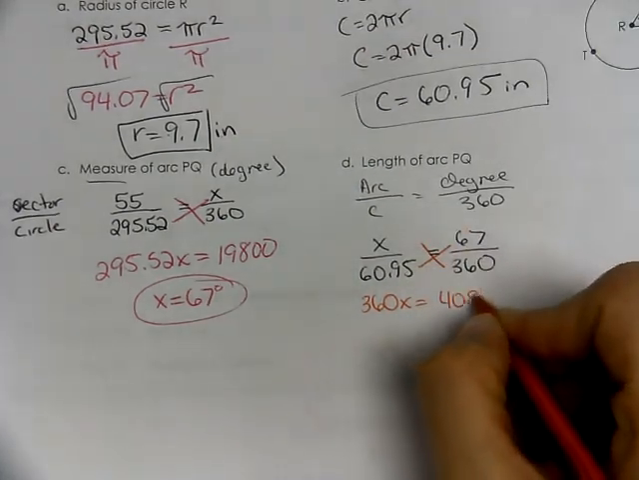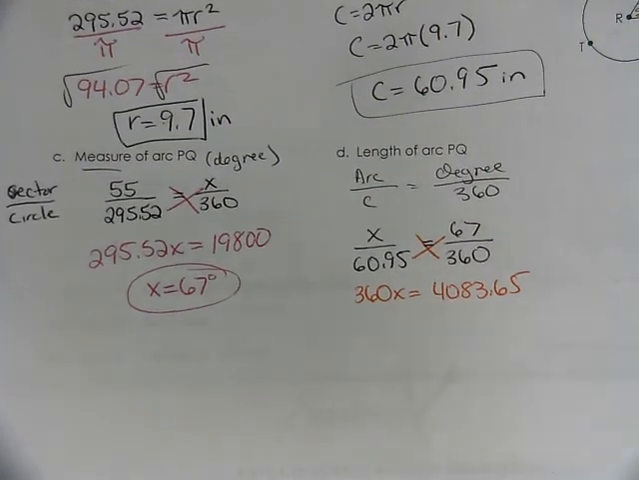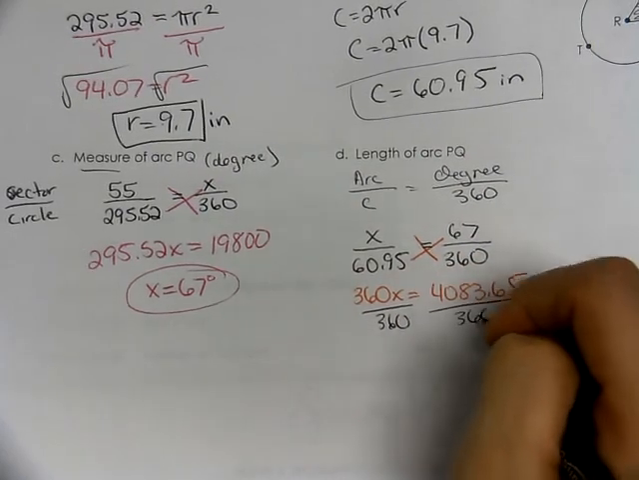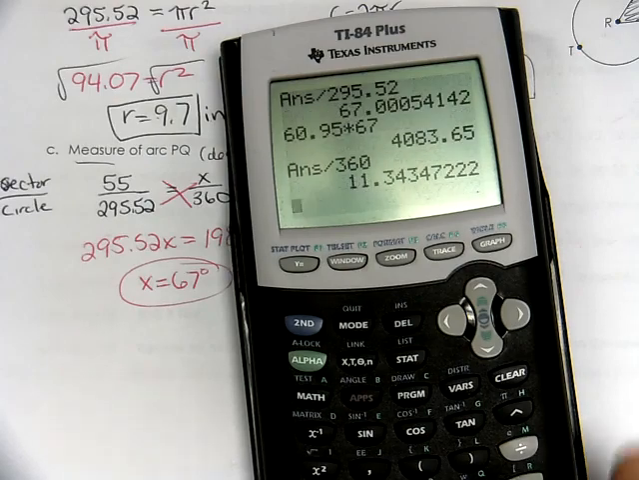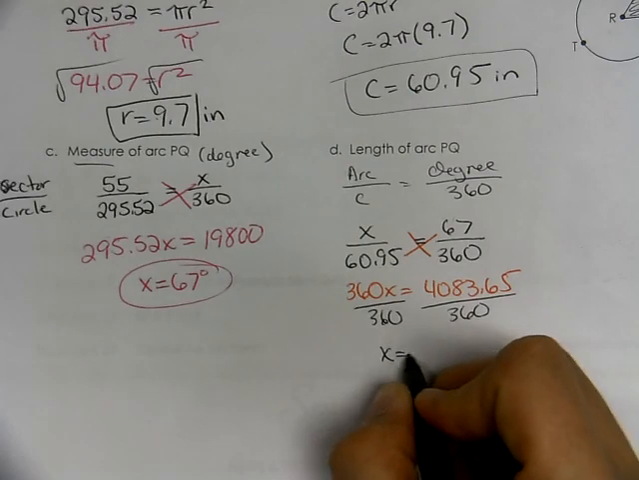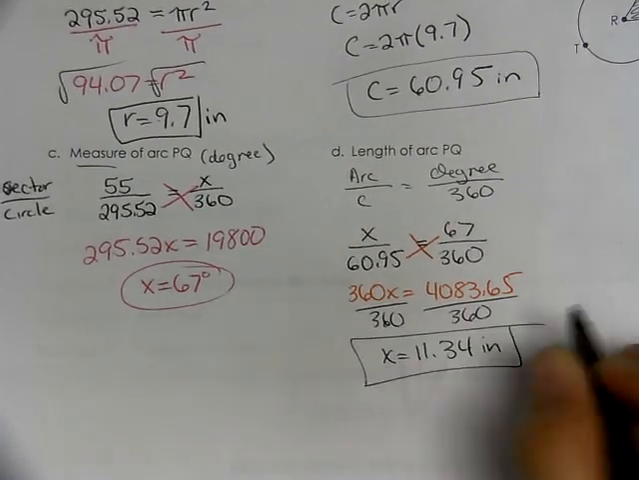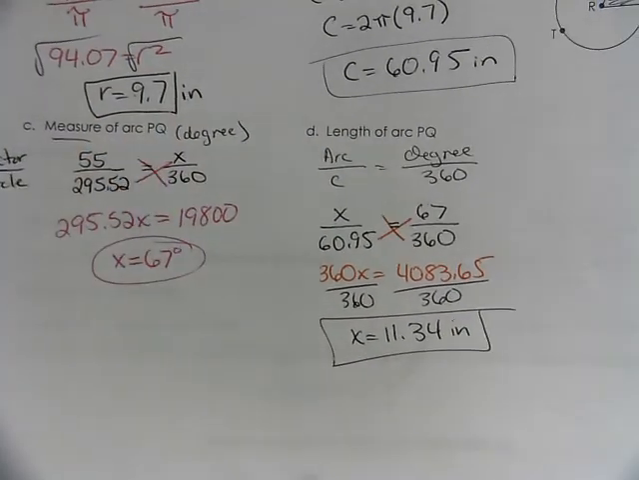4083.65. Then divide. 11.34 inches. Okay, questions? I'm going to write the other formula on the board.